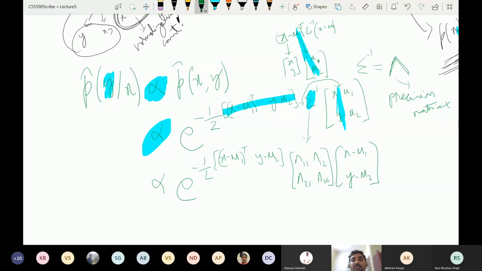What will be the dimensionality of lambda 1 1? Will it be a number? Will it be a square matrix? Will it be a rectangular matrix? Whoever answered four parts should be able to answer this at least. Square matrix. Yeah, so it's a square matrix. Is everybody able to hear?